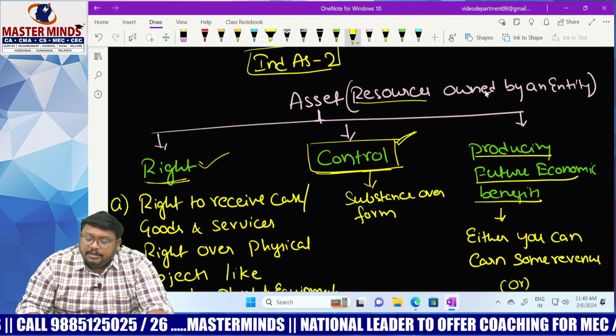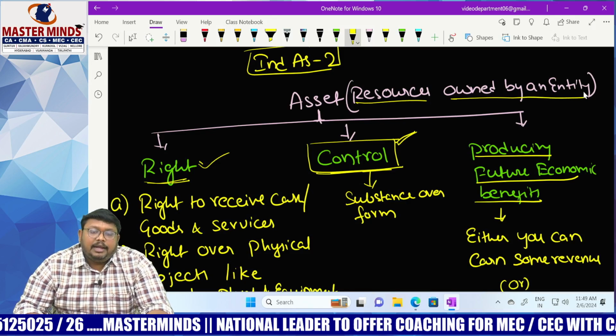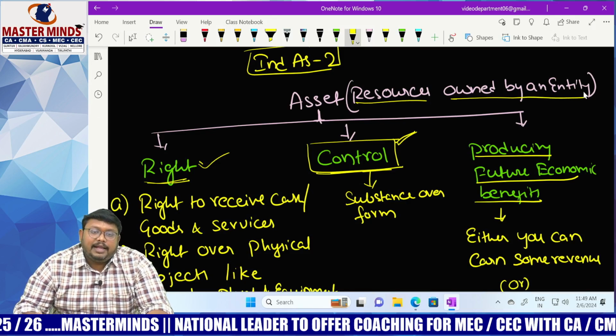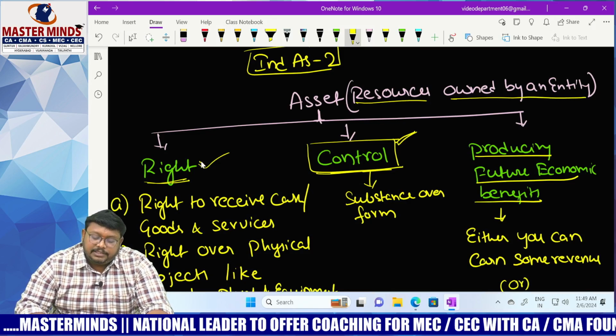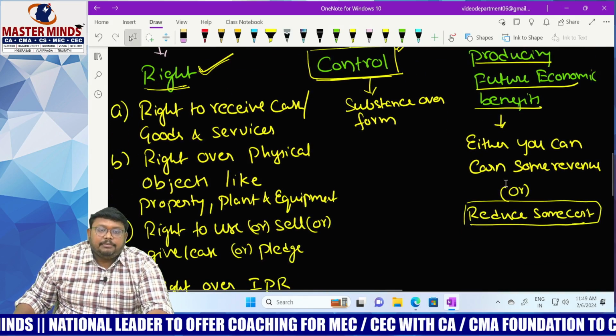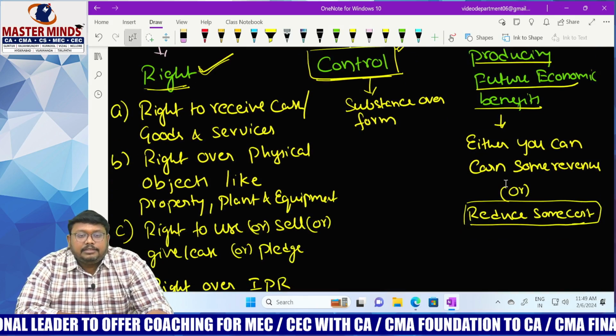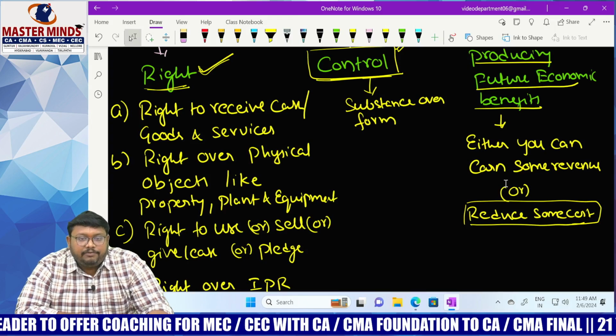So, in order to make an asset, the conditions are, first of all, assets are the resources owned by an entity. An asset consists of three key elements. What is the first element? We are having right. The right you have on the asset is the right to receive cash or the right to receive goods and services. So if you are having the right, it is an asset for you.